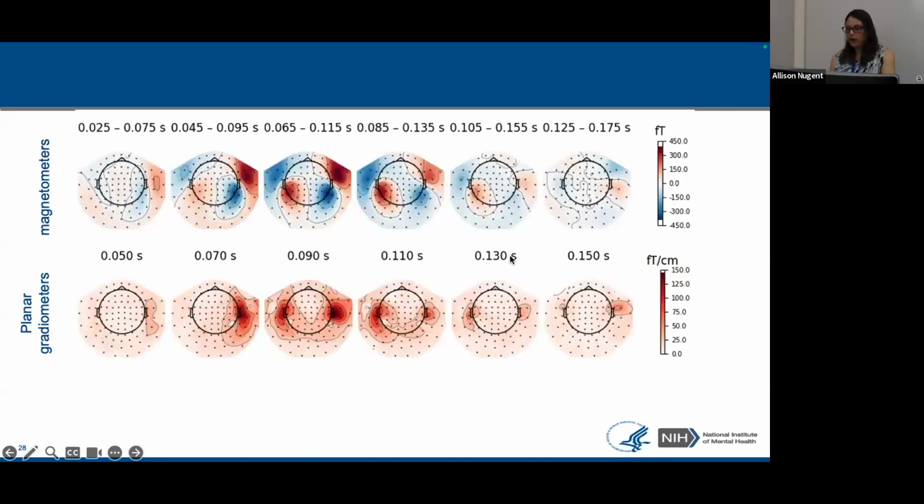So if you look at topographical maps of the exact same brain activity from magnetometers and from planar gradiometers, it looks quite different. This is an auditory task, and you can see a dipolar pattern in the magnetometers, but you see quite a different pattern in the planar gradiometers, again, because you're looking at the difference between those two sensors on the plane, and they're sampling different portions of the dipolar field.